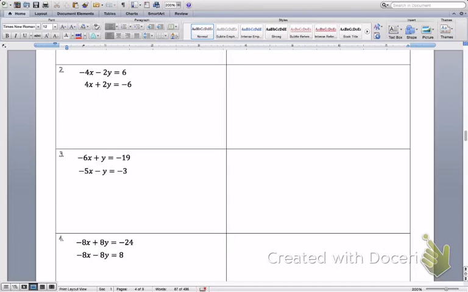All right, here is number 2. Let's get started on this one. Same thing. We're going to see which ones eliminate when we go ahead and add the two equations. In this case, x eliminates again. So let's go ahead and cross those out.